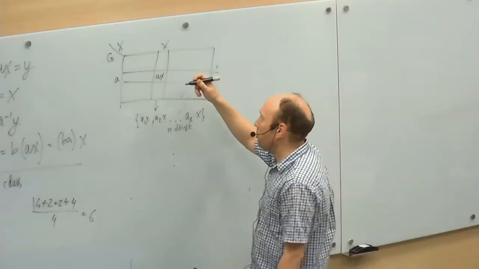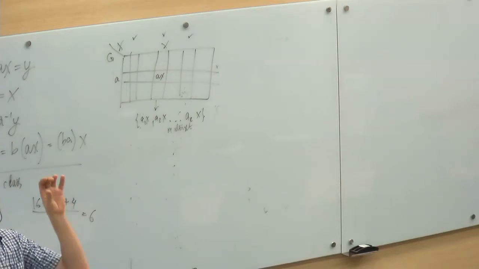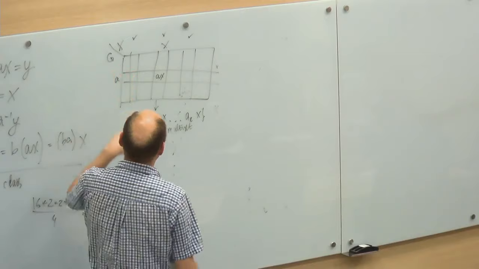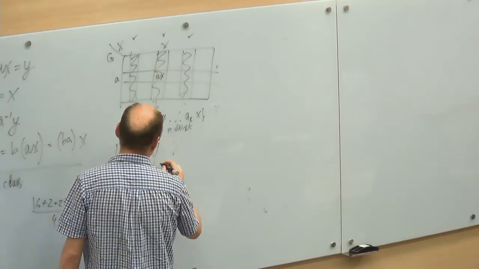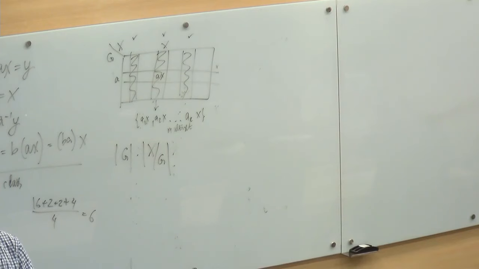So let's keep any one column for each orbit. There can be several objects in the orbit. We keep any one for each orbit. So now the total number of selected cells is equal to the size of the action set times the number of orbits. Okay, and also we have elements here. Every element occurs several times. How many times does it occur? Actually, it occurs the number of times equal to the number of actions for which it is a fixed point.